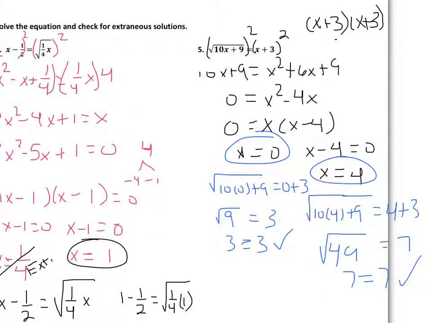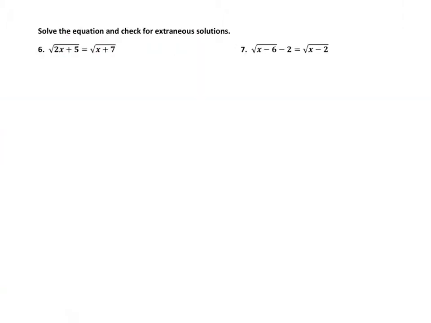Let's try some more. Okay, solve the equation, check for extraneous. Square both sides. You get 2x plus 5 equals x plus 7. x plus 5 equals 7, so x equals 2. Check it. Make sure it works.